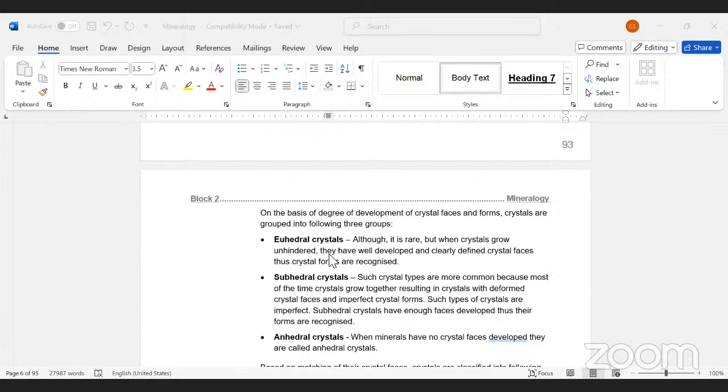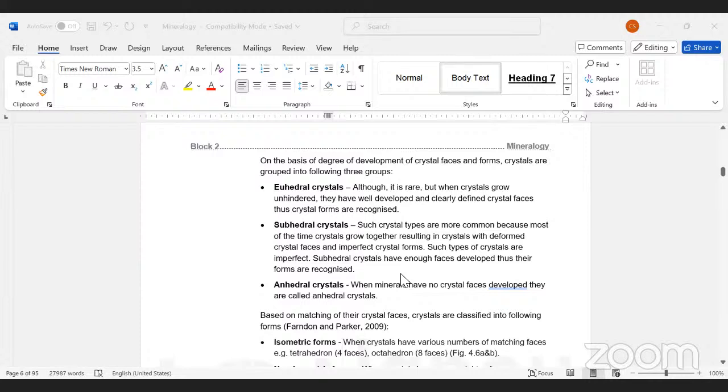The crystals that are developed very clearly and formed very neatly and systematically are known as euhedral crystal formation. The second one is where crystals are not formed clearly. They are arranged, but not in a perfect manner. It is imperfect, but the crystal sizes and the crystals can still be recognized here.